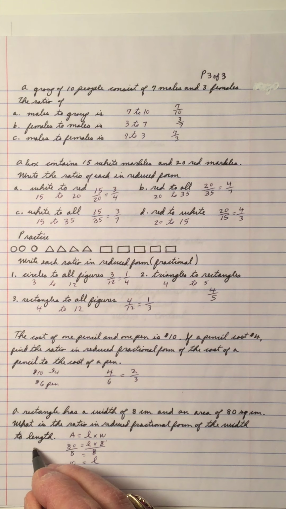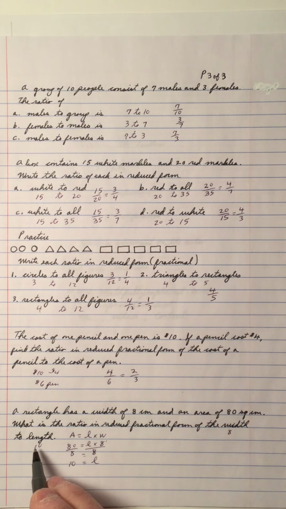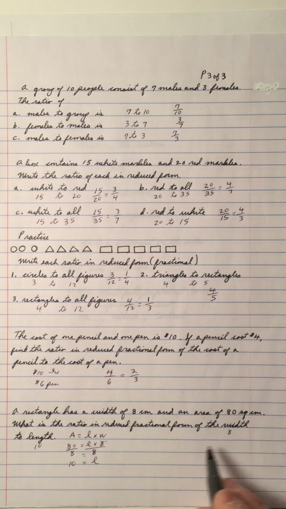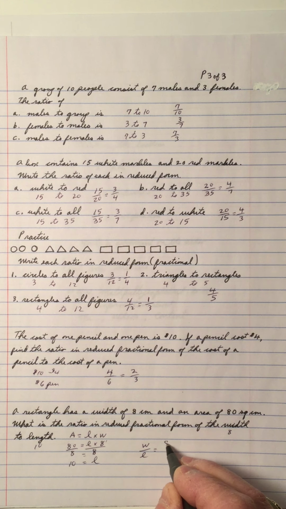And so if the length is 10 and the width is 8, let's check. Length times width, 8 times 10 is 80. So the ratio of the width to the length is 8 over 10, which is 4 over 5.